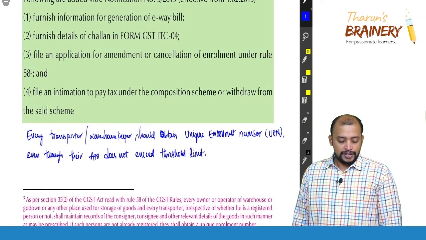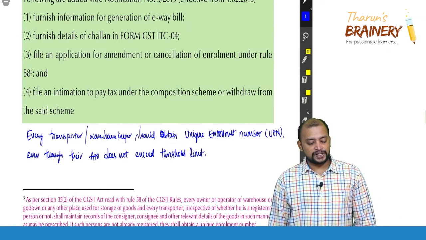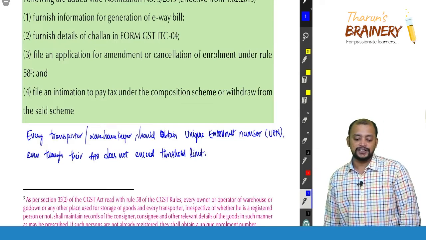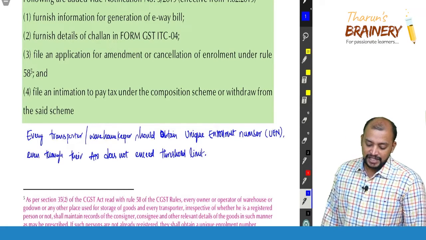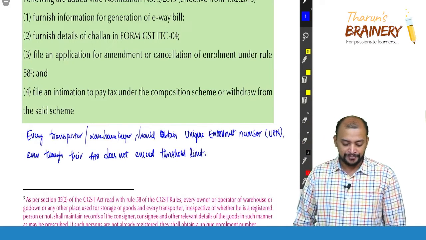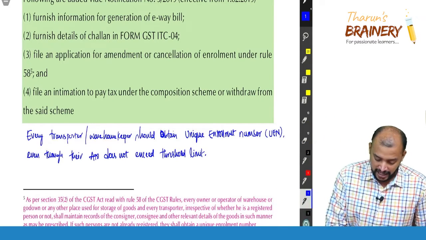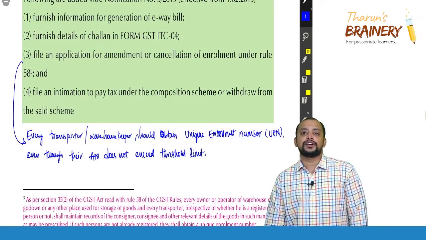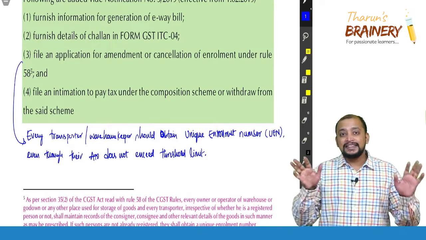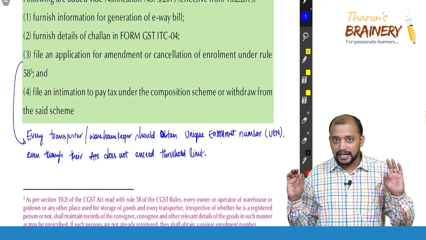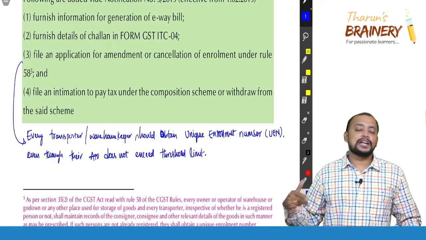Furnish information for generation of e-way bill, furnish details of challan in form GST ITC 4, file an application for amendment or cancellation of enrollment under Rule 58, and file intimation to pay tax under composition scheme or withdraw from composition scheme. These are the 8 activities that a GST practitioner can do. Beyond this, they cannot do anything else.